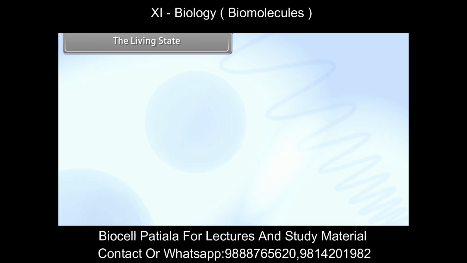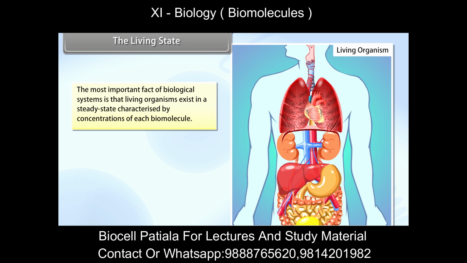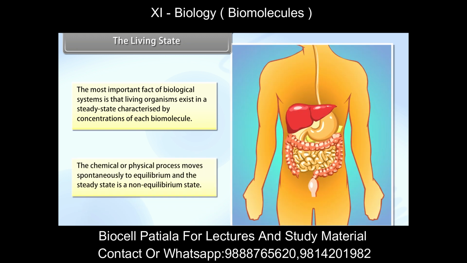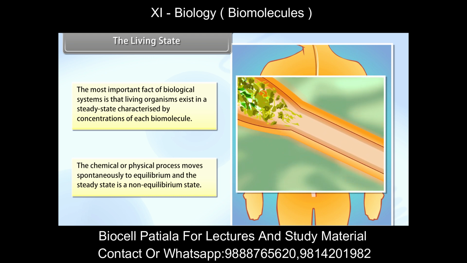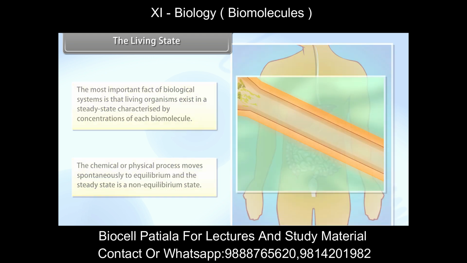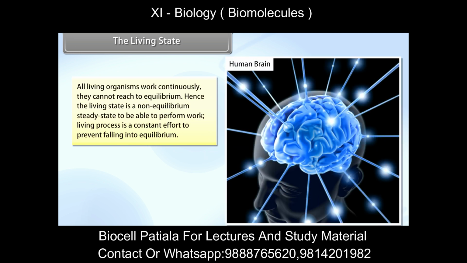The living state. The most important fact of biological systems is that living organisms exist in a steady state characterized by constant concentrations of each biomolecule. A chemical or physical process moves spontaneously to equilibrium, and the steady state is the non-equilibrium state. All living organisms work continuously. They cannot reach equilibrium, hence the living state is a non-equilibrium steady state. To be able to perform work, the living process is a constant effort to prevent falling into equilibrium.